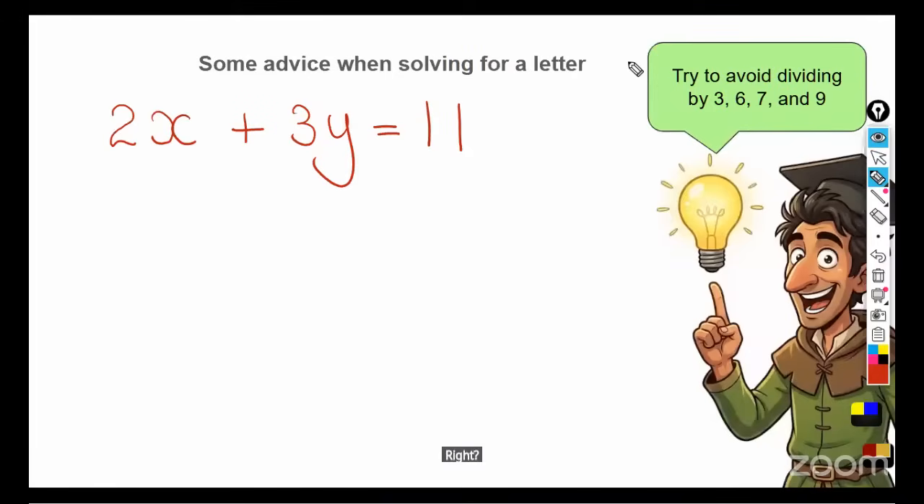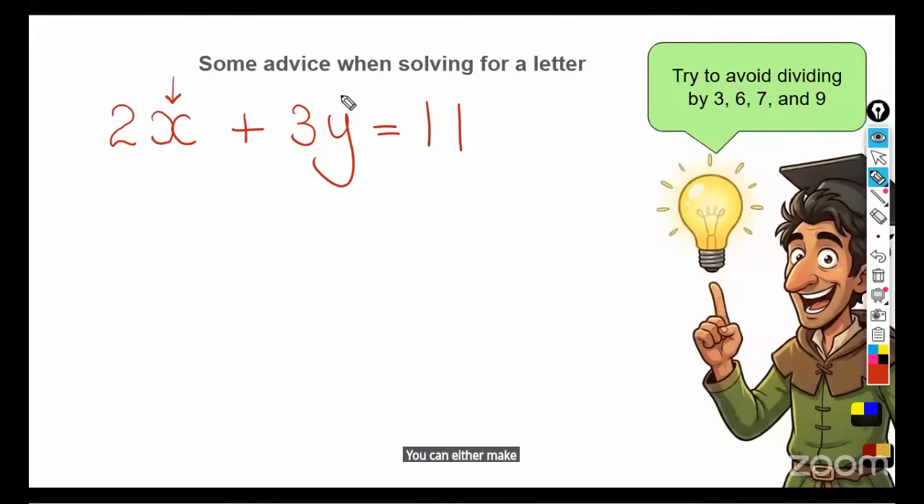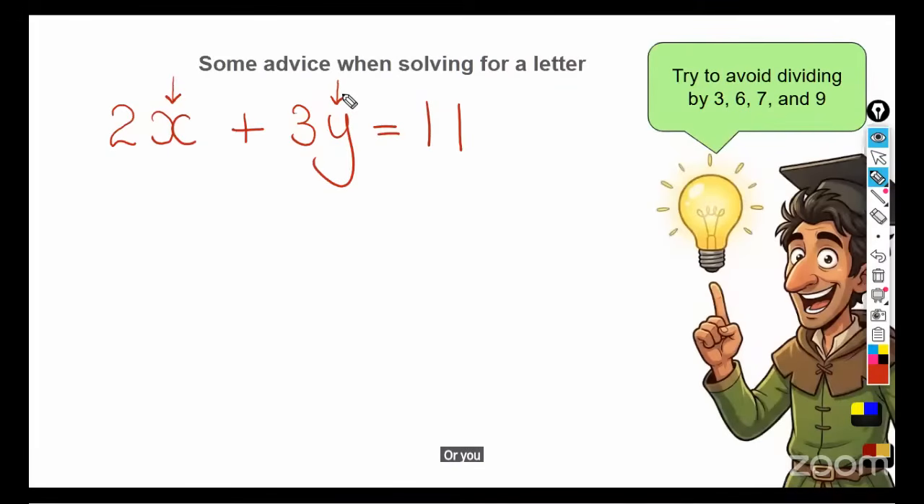I just want to show you something real simple. I'll call it life-saving advice. Let's say you open your exam paper and you see that question, and you have a choice. That's right, you're not given orders, you're given a choice. You can either make x the subject or you can make y the subject. In other words, you could get x alone on one side or you could get y alone on one side.